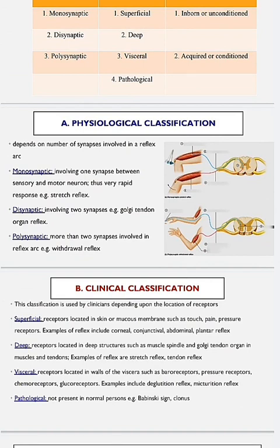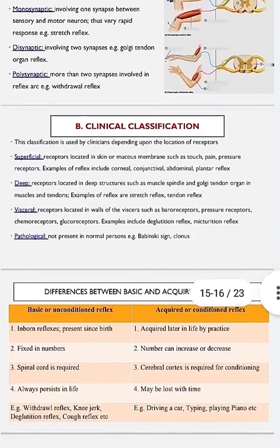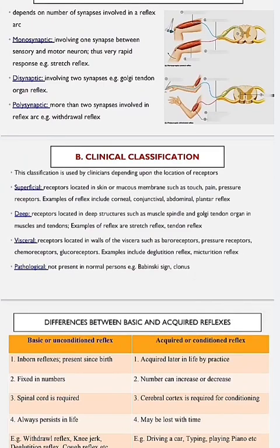Visceral receptors are located in the wall of the viscera, such as baroreceptor, pressure receptor, chemoreceptor, and glucoreceptors, and examples include the deglutition reflex and micturition reflex. Pathological reflexes are not present in normal persons, such as the Babinski sign and clonus. Difference between basic and acquired reflexes. Basic or unconditioned reflex, acquired or conditioned reflex.